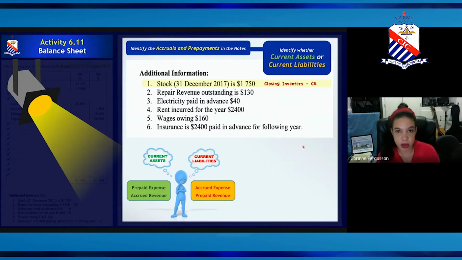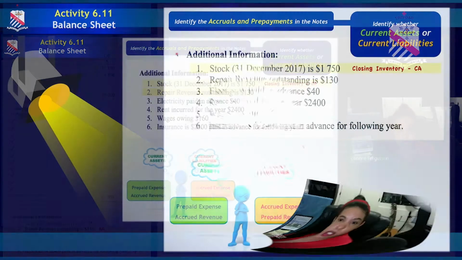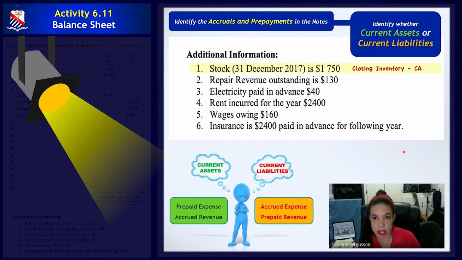So we just have a little note there of that. But we are going to go on to the actual adjustments now. So our first adjustment would be repair revenue outstanding. Outstanding means accrual, and it is revenue. So this is an accrued revenue.